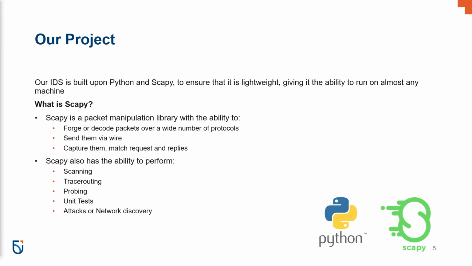Now on to our project. Our IDS is built upon Python and Scapy to ensure it is lightweight, giving it the ability to run on almost any machine. So now you might be asking, what is Scapy? Scapy is a packet manipulation library with the ability to forge or decode packets over a wide number of protocols, send them via wire, and capture them, matching requests and replies. Scapy also has the ability to perform scanning, trace routing, probing, unit tests, attacks, or other forms of network discovery.